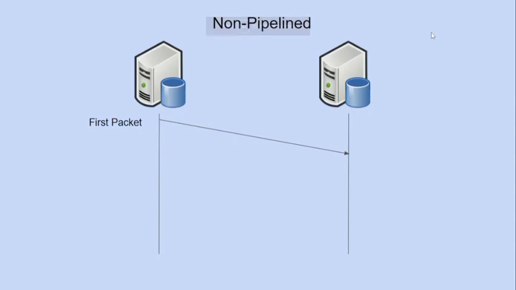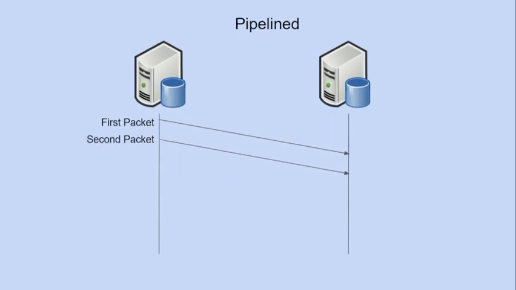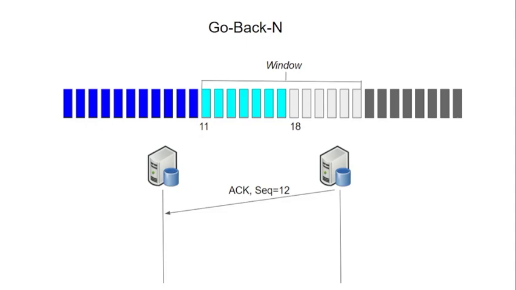Thanks. First, we will look at pipelining. So this is a non-pipeline case in which we send a packet and then wait for acknowledgement, then send another packet. If we do this, then the utilization of the link is very low. This is why we use pipelining, where we send one packet after another and then wait for cumulative acknowledgement. There are two protocols to do this: go back N and selective repeat.